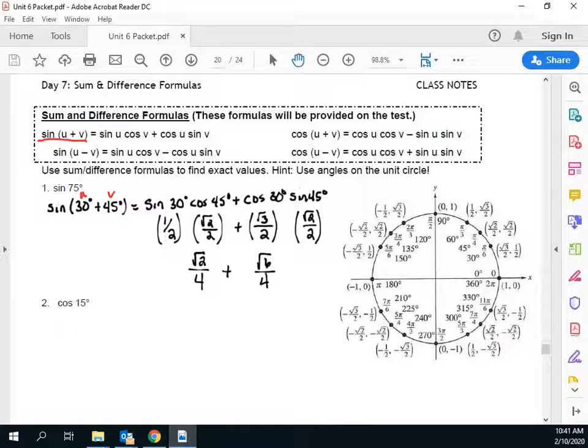And now we need to add them together. Good thing is what? They have the same denominator, so what does that mean? Just put the top together? Well, they're not like terms, so you have to keep them separated. And there's your answer.